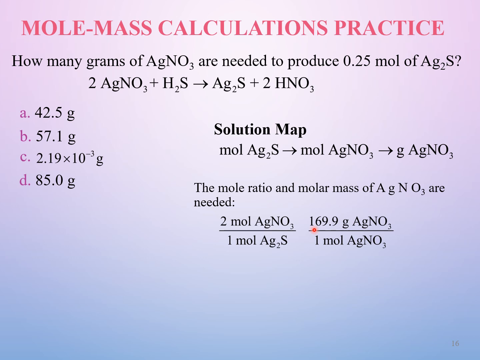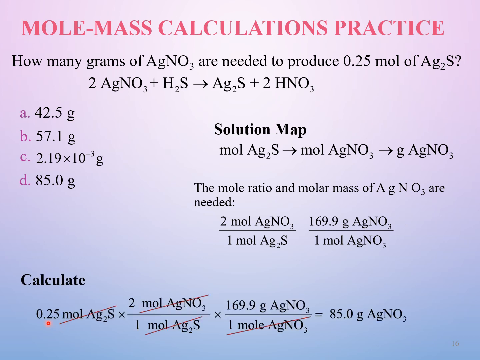So we'll use the molar mass, which is 169.9 grams of silver nitrate to 1 mole. You can calculate this from the periodic table by adding up the numbers for silver, nitrogen, and 3 oxygens. So when we calculate it, we start with the moles given in the question, 0.25 moles of silver sulfide, and we use the mole ratio where silver sulfide goes on the bottom and silver nitrate goes on the top, so we can cancel off the silver sulfide. The silver nitrate moles need to be converted to grams, so we put the moles on the bottom and the grams on the top, and we get our answer in grams of silver nitrate.